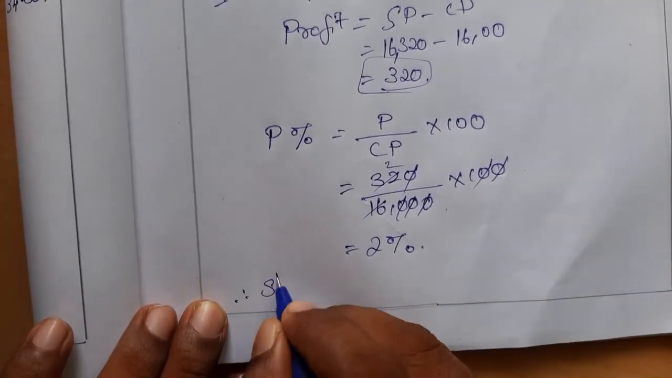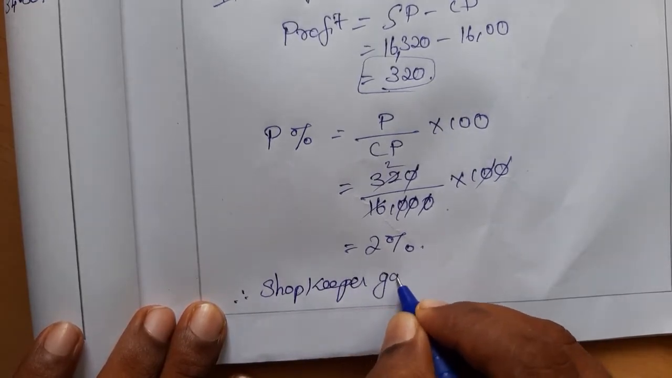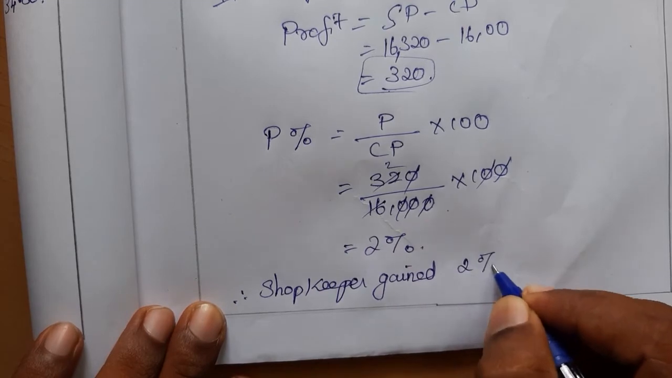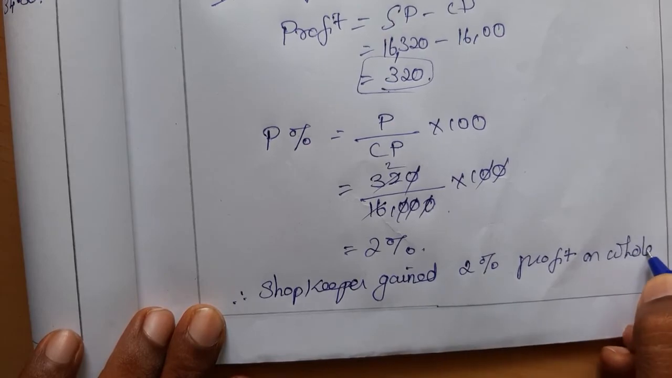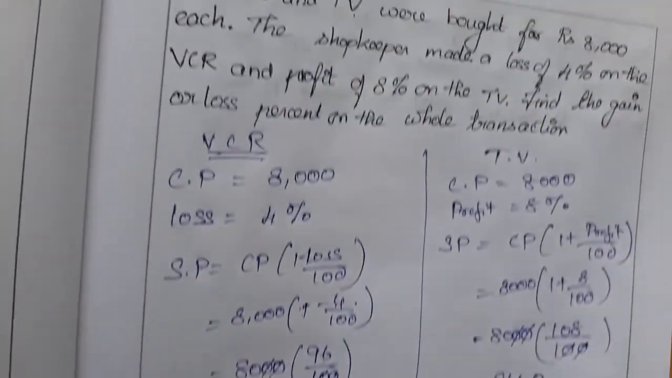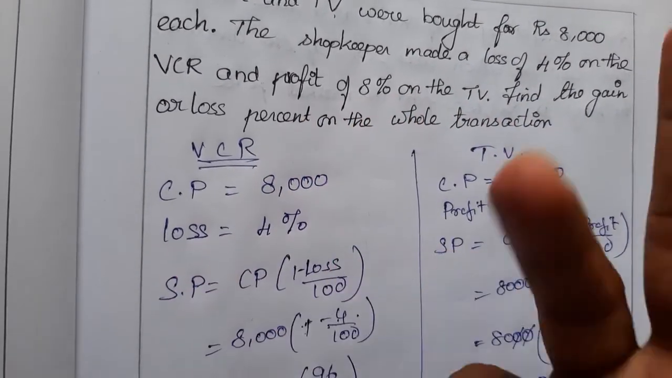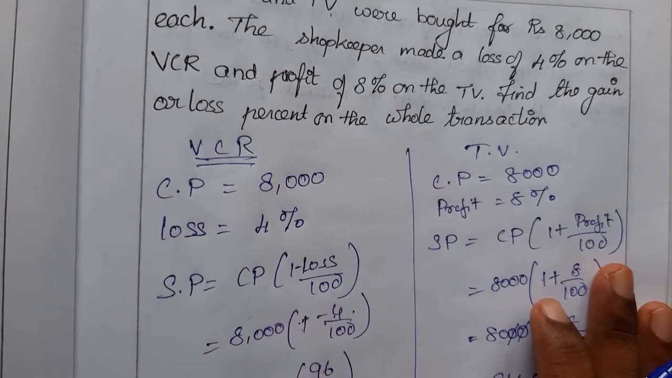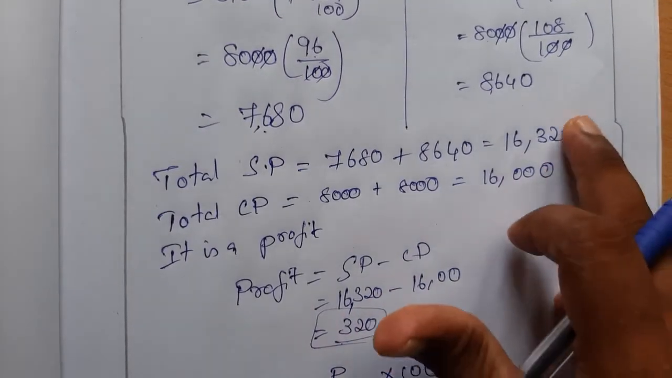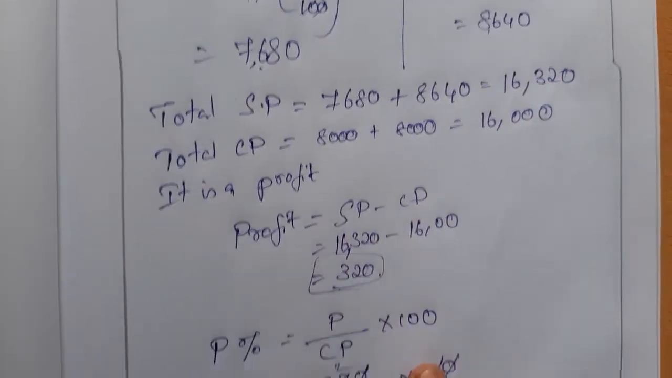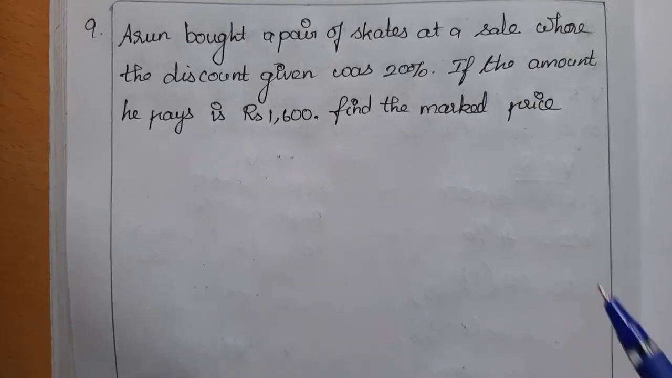So therefore the shopkeeper gained 2% profit on the whole, right? Each they bought for 8,000, but one was sold at a loss of 4% and another at an 8% profit. So let me find the total selling price and total cost price, and we compare them. By that we can tell whether it is profit or loss, and with that we can find the percentage. So here we go for the next problem.